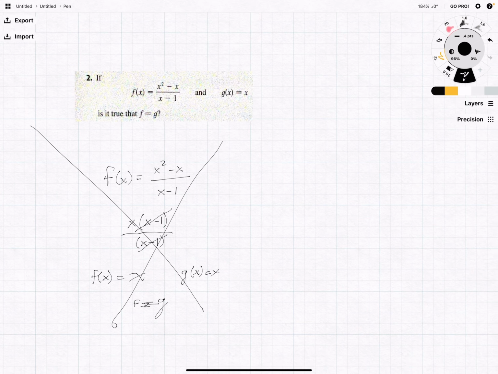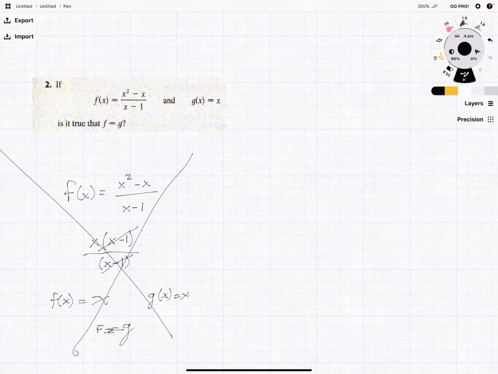Well, one of the most important things to keep in mind is that a function is a rule. And what we're not supposed to do is change the rules as we feel. So f of x, it looks like it behaves like g of x. However, there's one single spot where it does not behave like g of x.